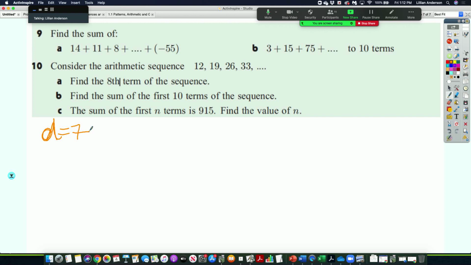Yes, I am going to need that, especially for C, because it asks me to find the sum of the first n terms. Sorry, it doesn't ask me to find the sum. It tells me that the sum of the first n terms is 915, and we have to find the value of n. Now, remember, when we were talking about sum, there were two formulas. There was the long one. Okay? There was this one.